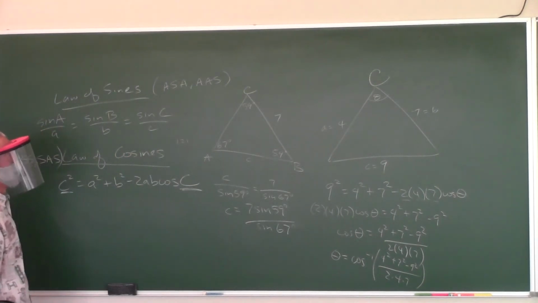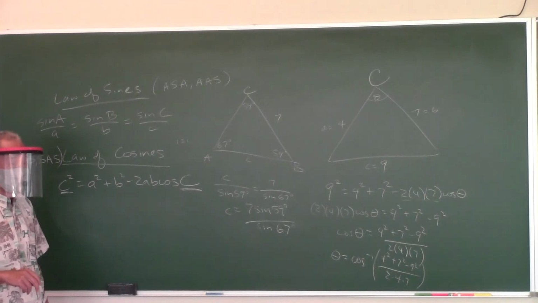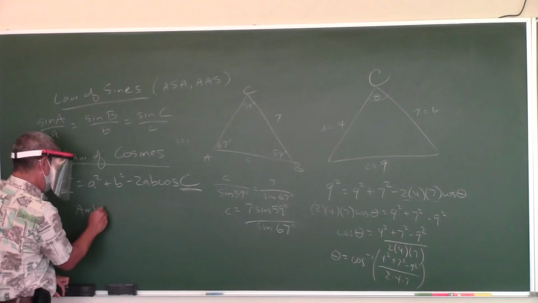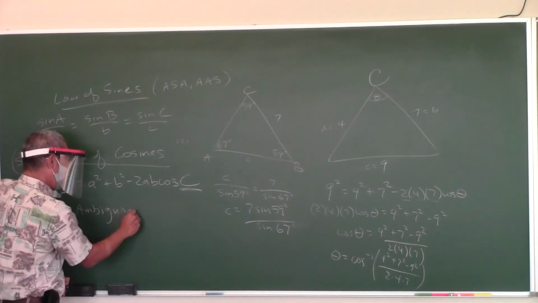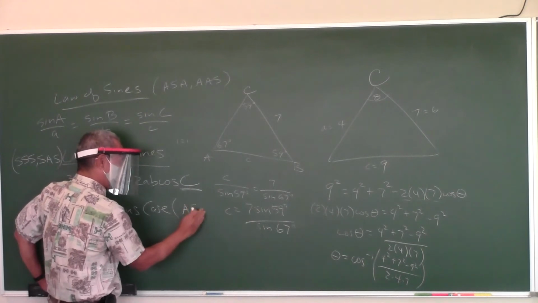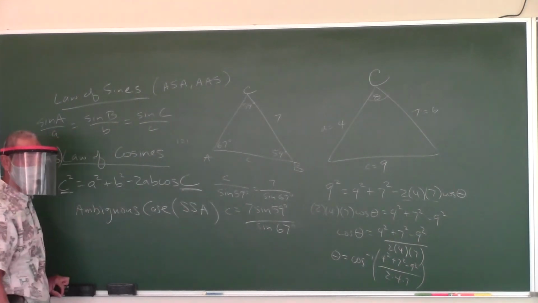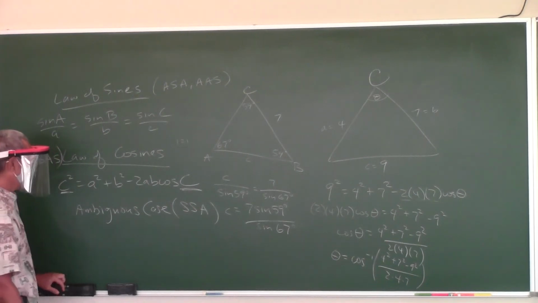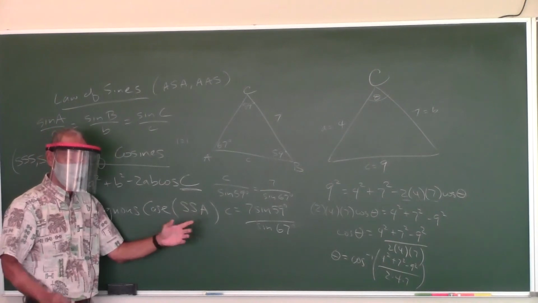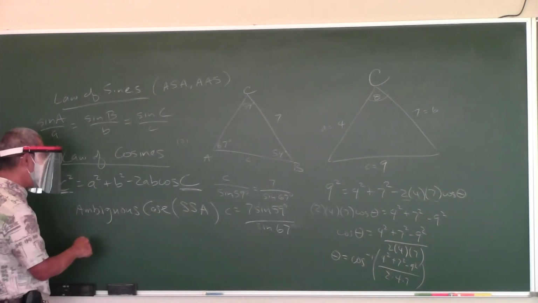Okay, so the last case is, do you guys remember the ambiguous case? That is SSA, because we don't want to write ASS, right? Sounds bad. Anyway, if you are given 2 sides and an angle that's not between them, this is the ambiguous case.